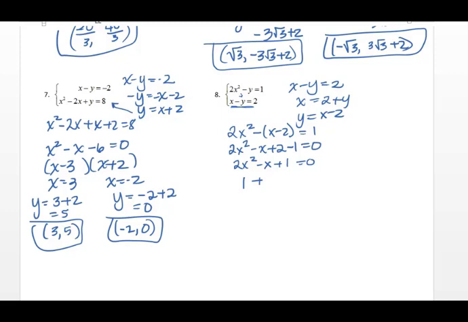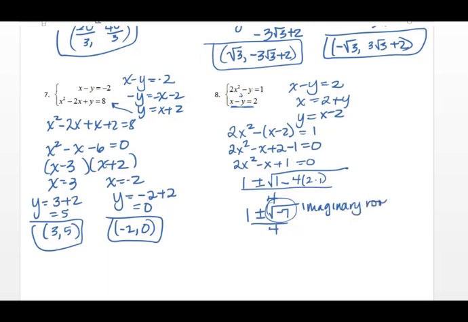So negative b plus or minus the square root of b squared, so that's 1 minus 4 times a times c, over 2 times a, which is 4. 1 plus or minus, that'll be the square root of negative 7, over 4. Well, square root of negative 7 is imaginary, right? That means I have no real solutions here. We have imaginary solutions, or imaginary roots. So I have no real solution. Can that happen? Yes, it can happen, but you really just handle it like a no solution problem.